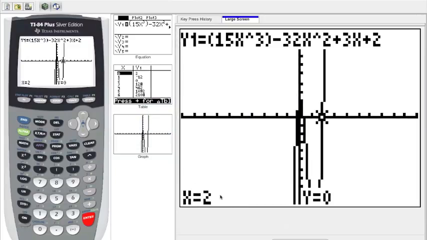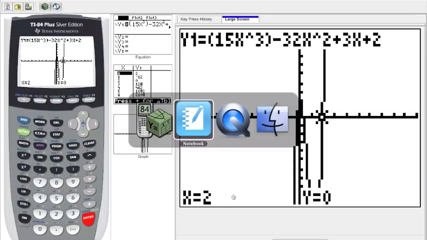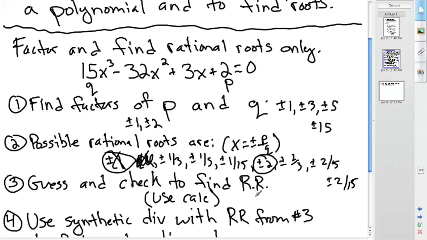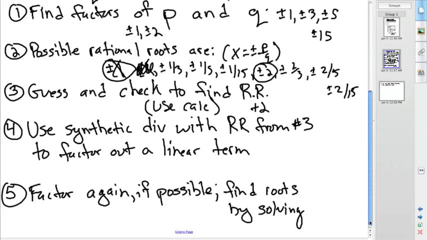2 is a root, so we need to pull out that linear factor. I know 2 is a root because y equals 0 when x equals 2. So we know plus 2 is a root. So we're going to use synthetic division with x equals 2 as a root. That means x minus 2 is a factor. So if x equals 2, x minus 2 is a factor. Now we're going to use synthetic division.